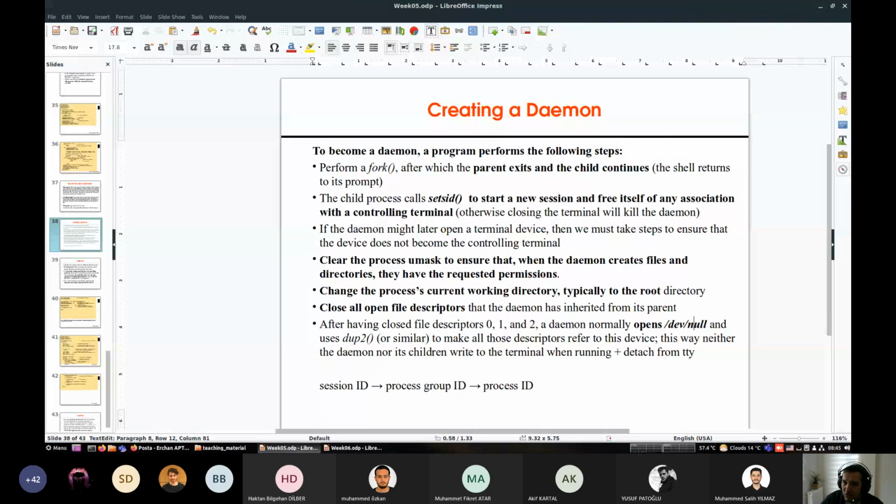So the daemon redirects its 0, 1, and 2 to dev null so that whatever it prints, whatever it produces, it goes usually to dev null so that it will not need to be printed anywhere. So it completely disappears. It tries to remain behind the curtains as much as it can.